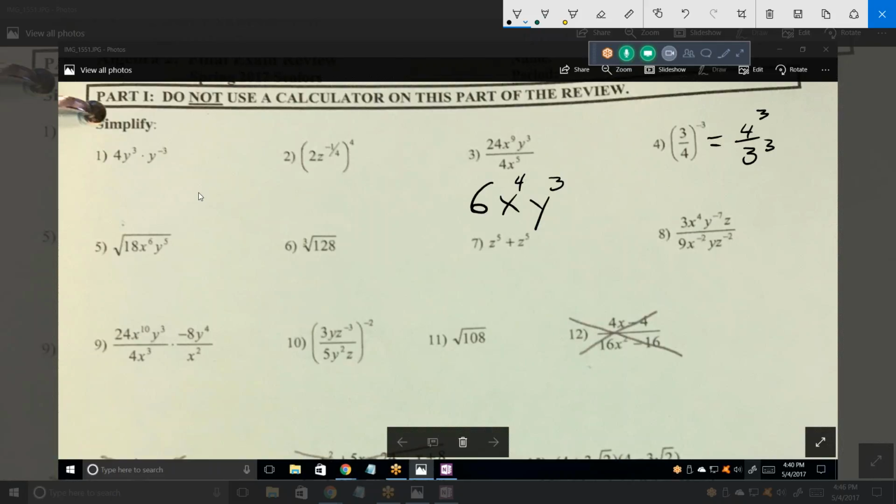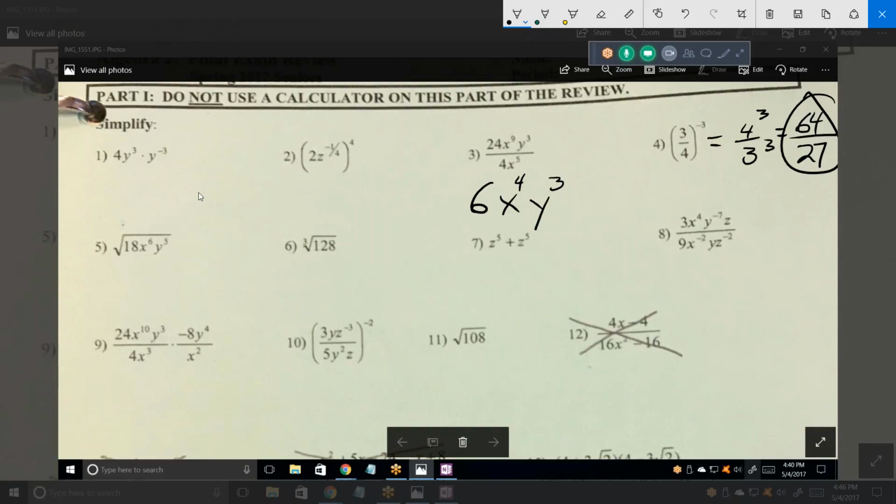So I'm going to put the 3 on the other side and make it positive 3, and I'm going to put the 4 on the other side, the numerator, and make it positive 3. Now, what's 4 cubed? Hold on. I don't know this one off the top of my head. Okay. 64. Divided by 3 cubed? 27. There's your answer.